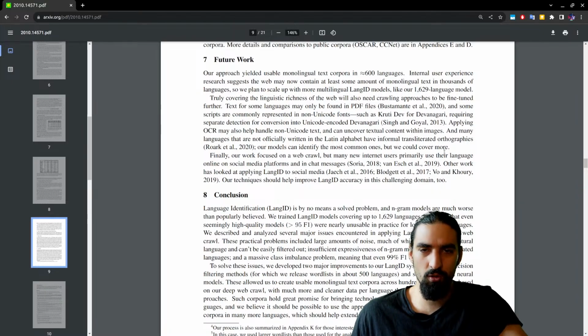Finally, our work focused on the web crawl, but many new internet users primarily use their language online on social media platforms and in chat messages. Our work has looked at applying LangID to social media. Our techniques should help improve LangID accuracy in this challenging domain too.